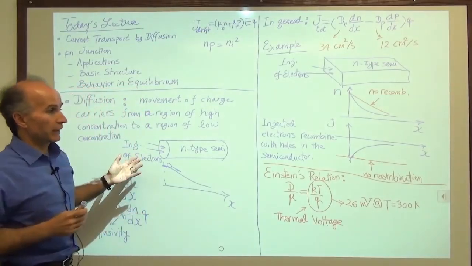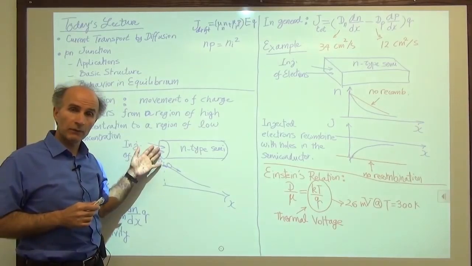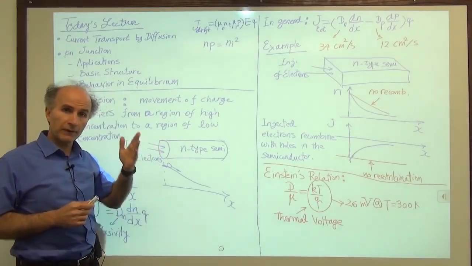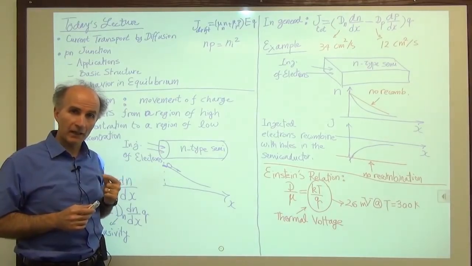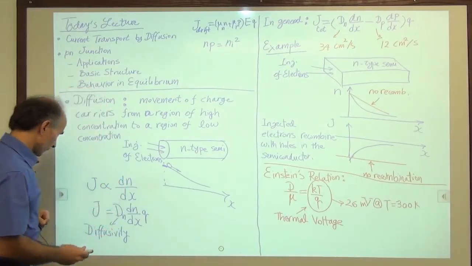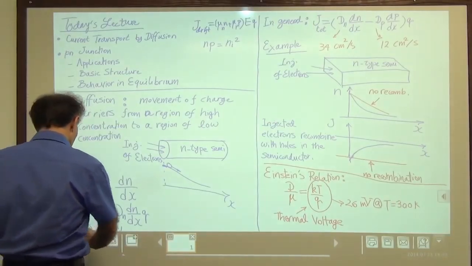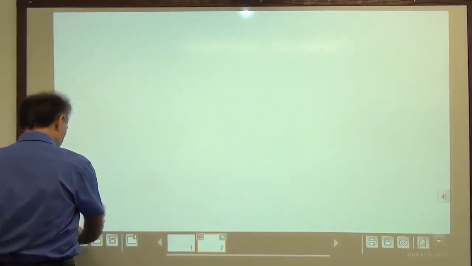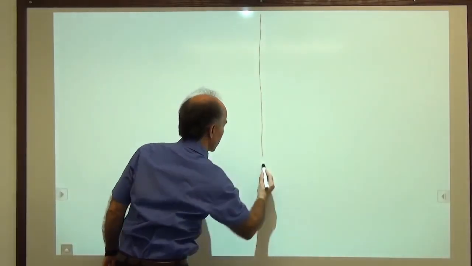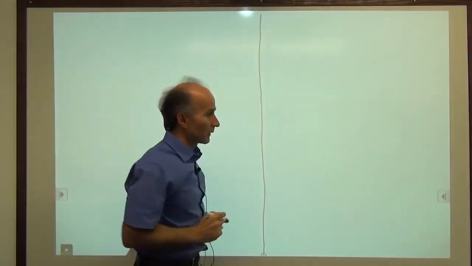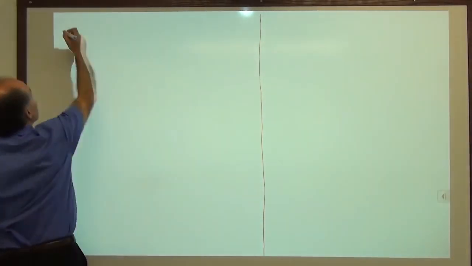Very well, we are now ready to apply the knowledge that we have developed so far to the first electronic device that we can build, namely a PN junction. So for that, I will add a new page, and I will draw a line in the middle. Okay, so we're going to study PN junctions.